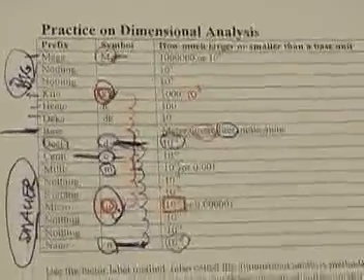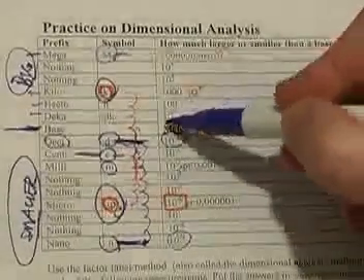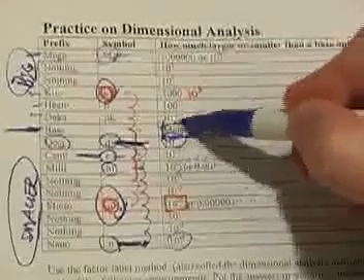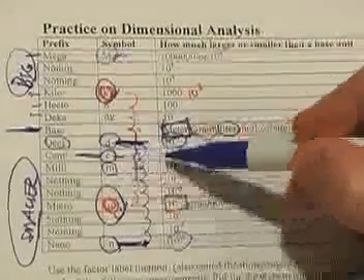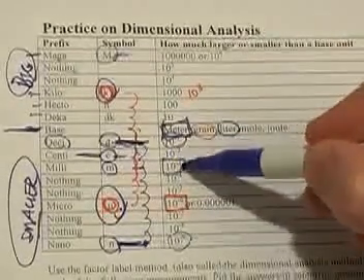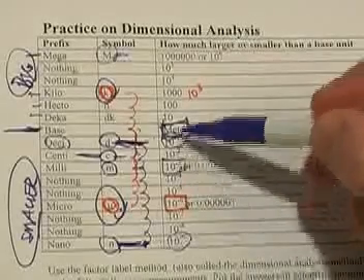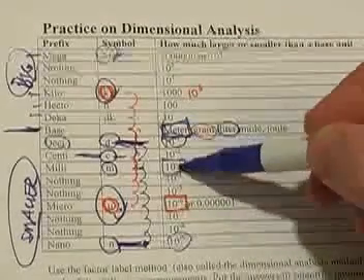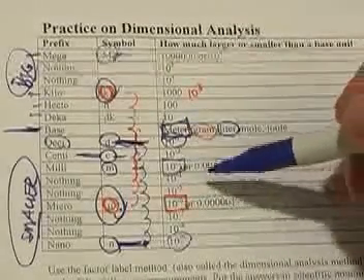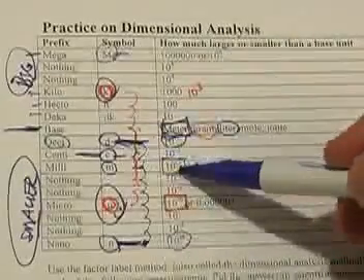Well, where's meters on this chart? Meters is a base unit right here. Where's millimeter? Well, it's right down here. It's milli, 10 to the negative third, or 1,000 times smaller than a meter, which means there's 1,000 of the small unit in the big unit.